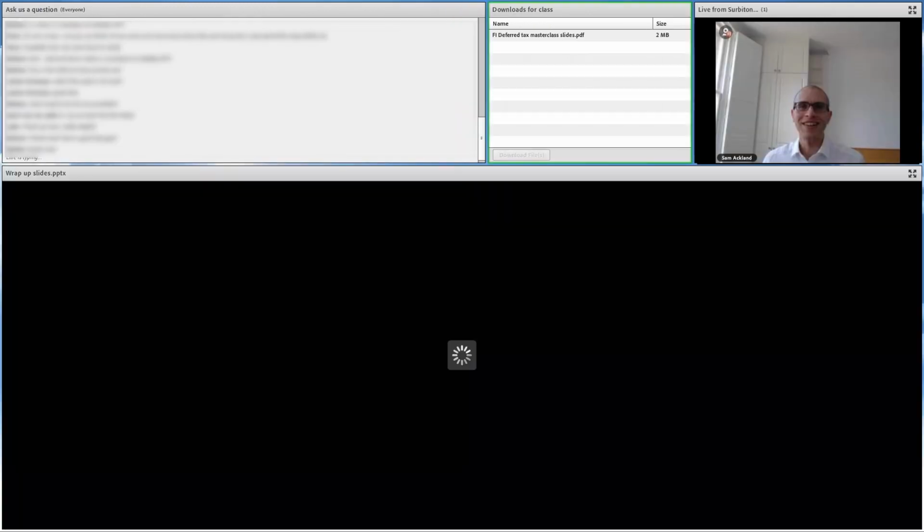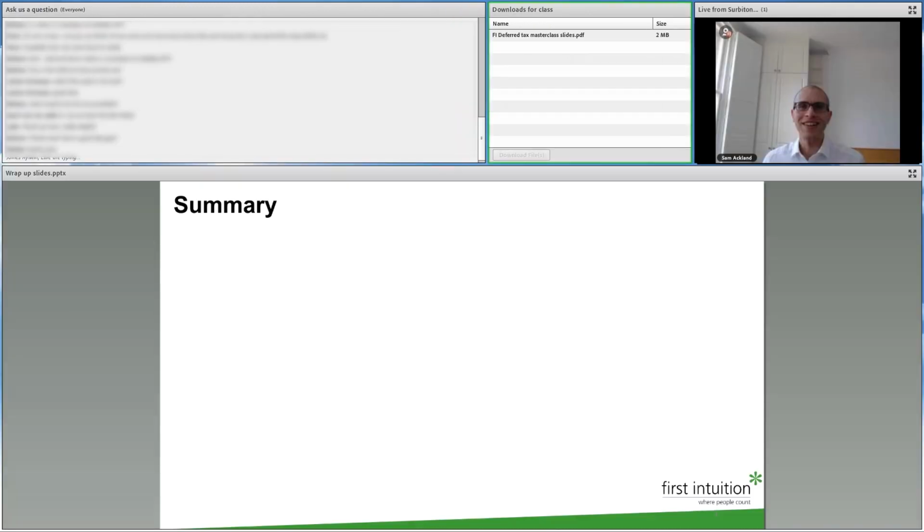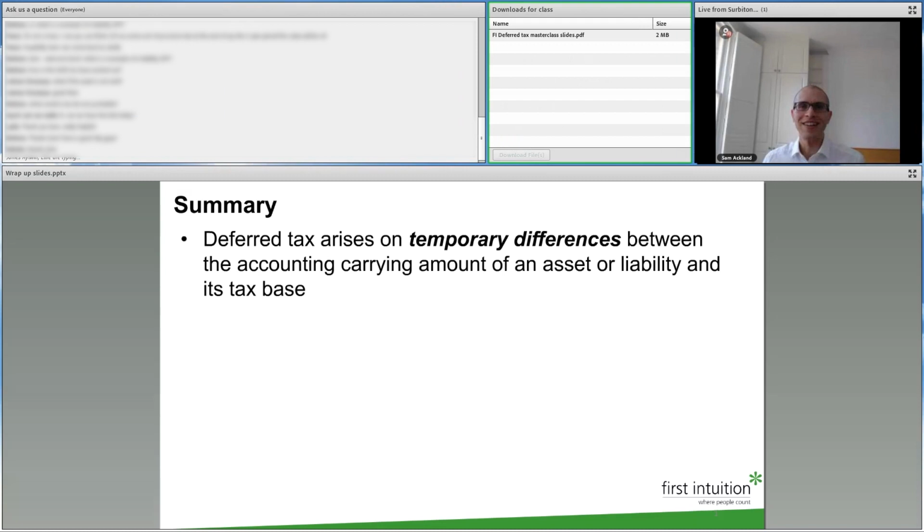What about deferred tax assets? Well, we've had a look at that. They are only recognised where there is future taxable profits expected. So we've got to be careful on the recognition of deferred tax assets.